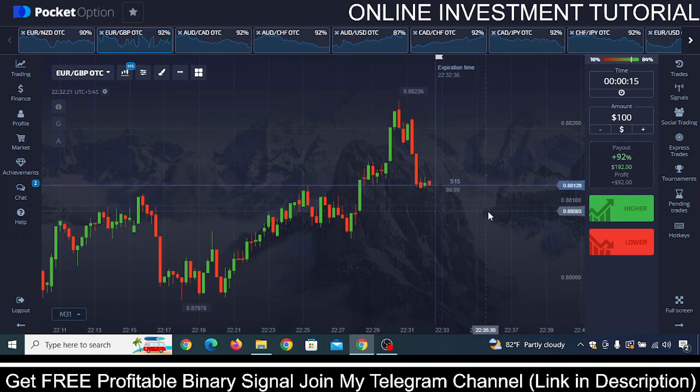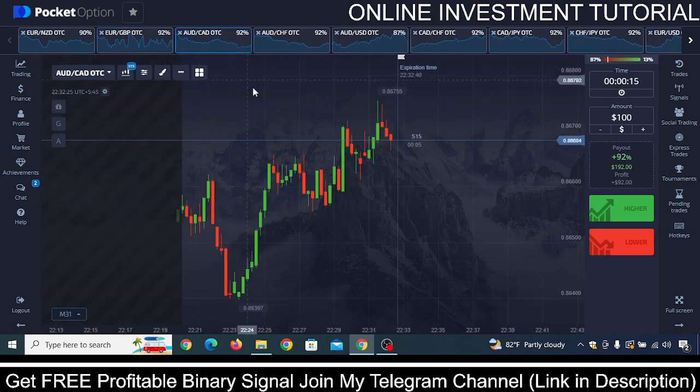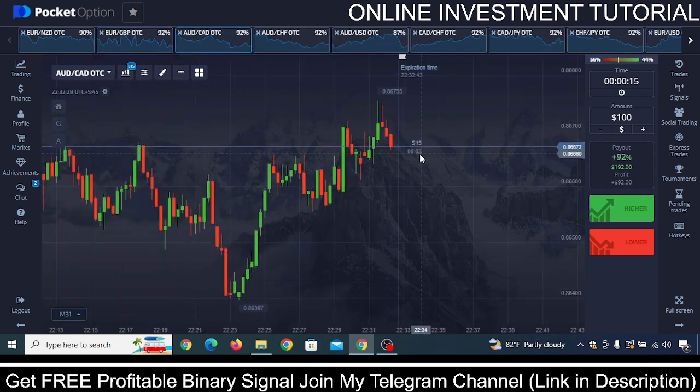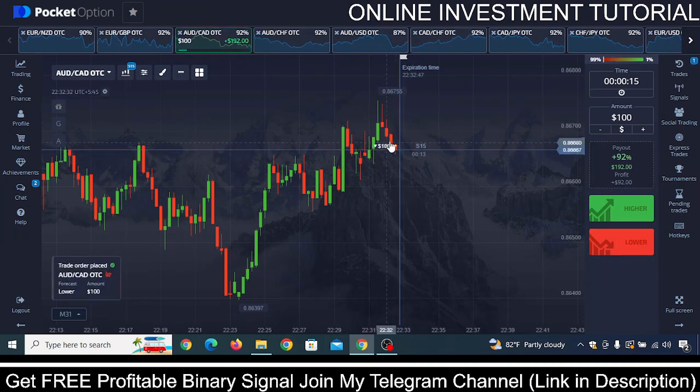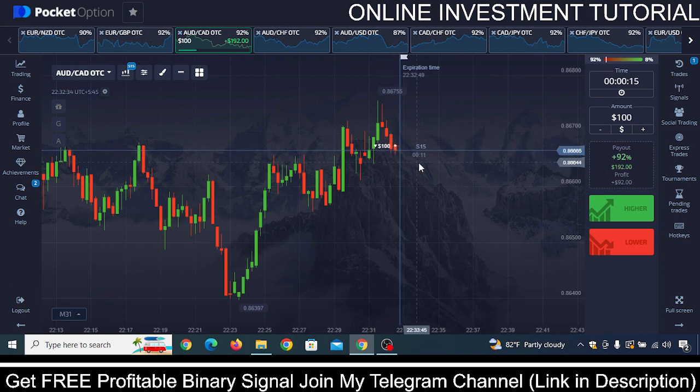Now the strategy is extremely simple. Whenever you switch the currency pair, as you can see here, 5 seconds remaining, 3 seconds, and this candle is red. So you make a trade by clicking on lower, whichever direction the candle is going at that time. When 1 second is remaining in this candle, exactly at that time make the trade by clicking on lower.